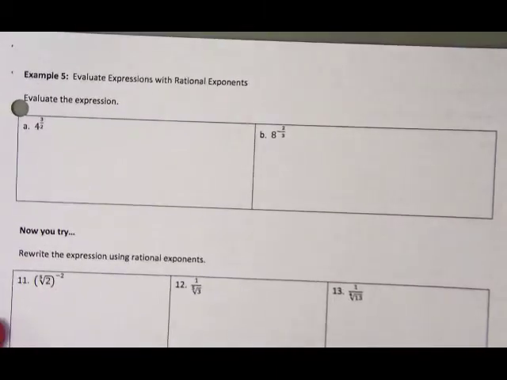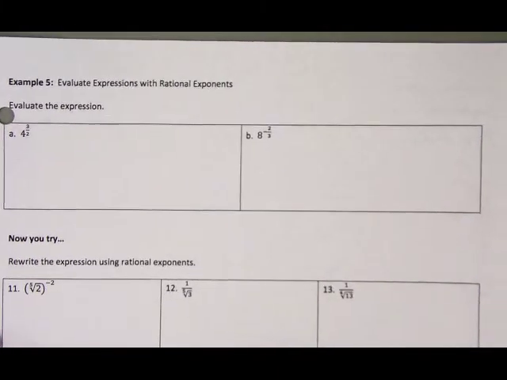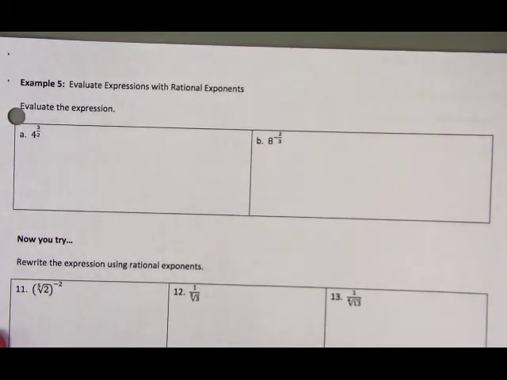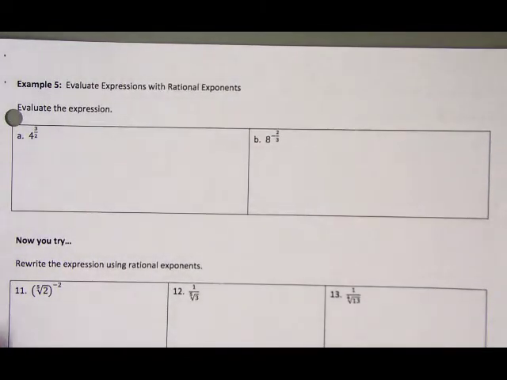Okay, so let's look at example 5. We're going to build on this one more time, and then you're going to have a chance to do a couple more problems on your own for numbers 11 through 19. So in example 5, we want to evaluate the expression. So in this case, we actually want to evaluate. Evaluate means we want one final answer. So we're not just rewriting things, we actually want a final answer, one final answer.